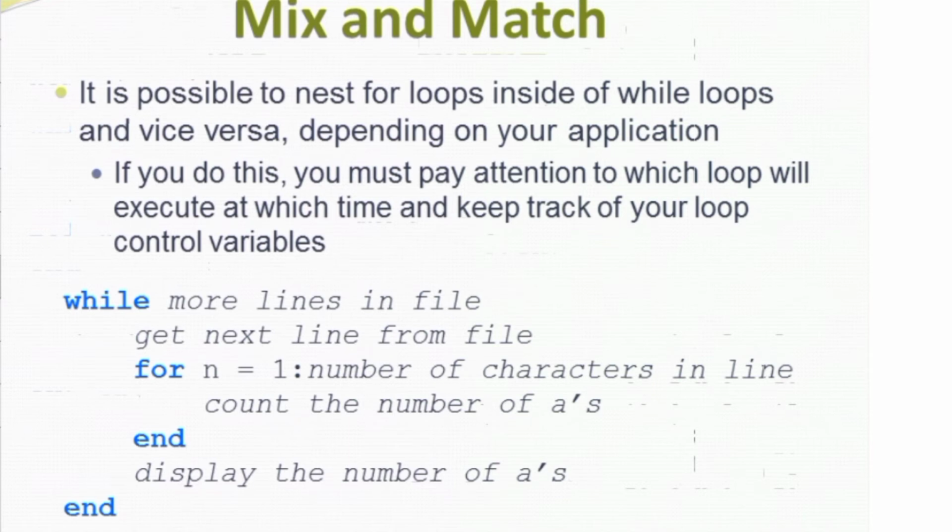Okay? So you have the while loop, which is going through and getting lines out of the file, and then inside the while loop, you have a for loop, which checks every character in that line of text that you read in from the file and checks to see whether it's an A or not. Okay? So while loop to get the lines, for loop to count the number of characters, because once you have the line, you can easily determine how many characters there are.